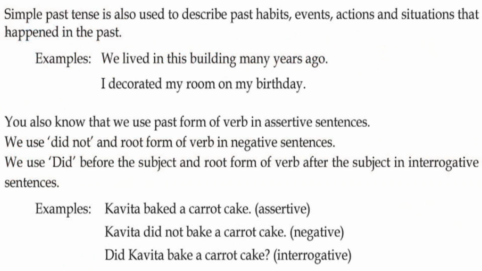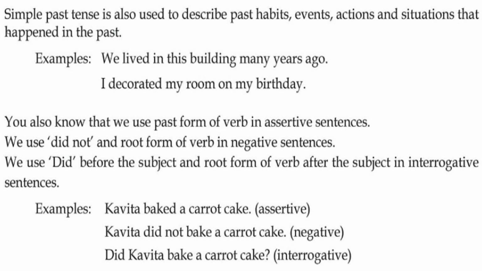Simple past tense is also used to describe past habits, like the habits which you were doing in the past. Events, the events which have already occurred. Actions and situations that happened in the past. Let's take the examples. We lived in this building many years ago. Means now we are not living here, we are living in some other building. I decorated my room on my birthday. Suppose my birthday was one month before, so I'm talking about that time. I decorated my room on my birthday.